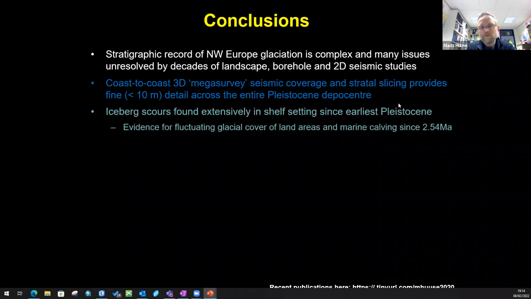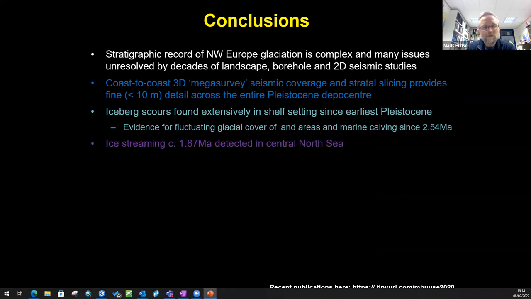The iceberg scours, we found them since the very earliest Pleistocene. So we know now that there was evidence for fluctuating glacial cover of the land areas reaching the sea, and of course, reaching a sea that was substantially deeper in the Central North Sea than it is today because of the depth center being gradually filled during the Quaternary. Next.